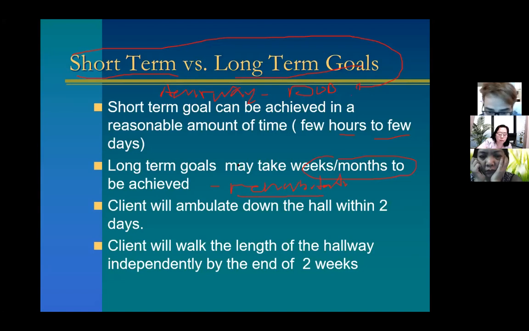Okay? So kung makikita mo, nilagay niya dito, client will ambulate down the hall lang. Okay? In 2 days lang. Pero pagdating sa long-term goal, ang gusto niya, makalakad siya ng mas mahaba at saka independent. Okay? So anong time frame niya? 2 weeks yun. Nakuha? Okay?